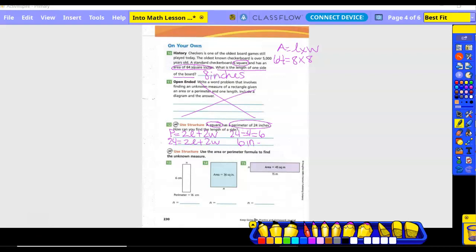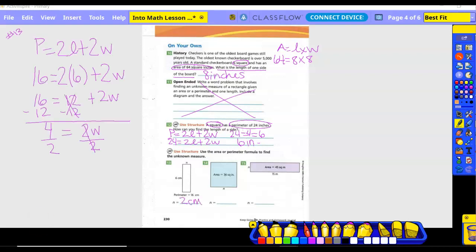Number 13, 14, 15, we're going to work this out and then go over them. So for number 13, we wrote our formula, P equals 2L plus 2W. Then we plugged in our numbers that were given to us. So 16 equals 2 times 6 plus 2W. So then we rewrote our formula of 16 equals 12 plus 2W.